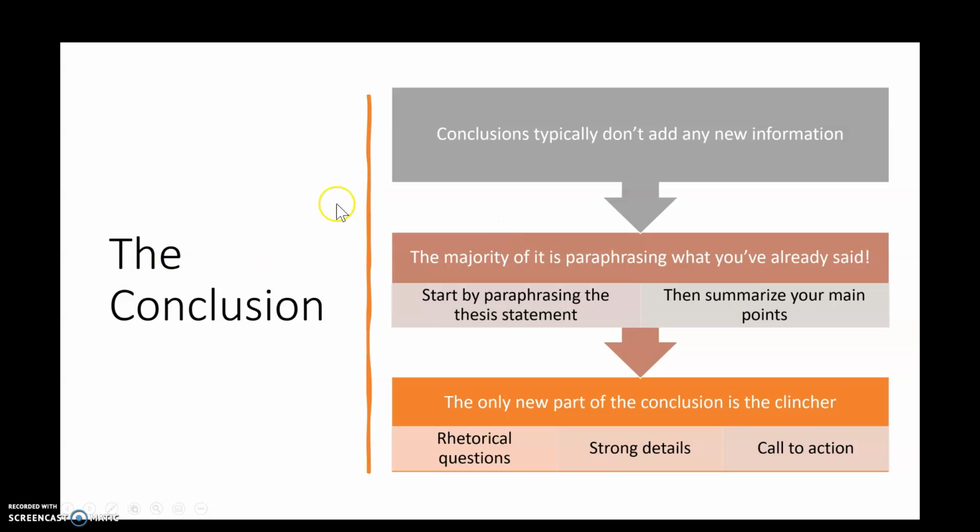In conclusions, we've talked about this a little bit before, but conclusions typically don't add any new information. I know they feel repetitive, but that's kind of the point. They just sum up and tie a bow on the box. The majority of it is just paraphrasing what you've already said. So you want to start by paraphrasing your thesis statement. You don't want to say it word for word, because then that gets obvious and the audience will think you're lazy. But then summarize your main points, again paraphrasing them so that it doesn't sound like you're just repeating yourself.